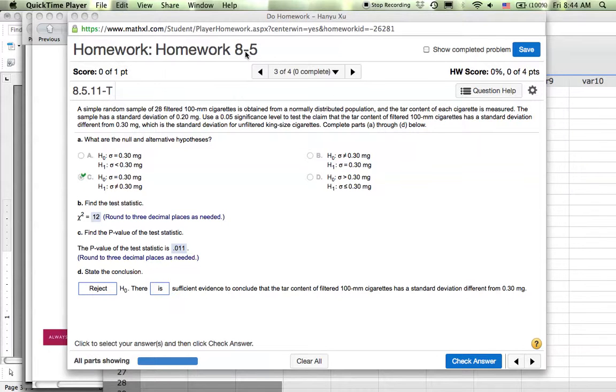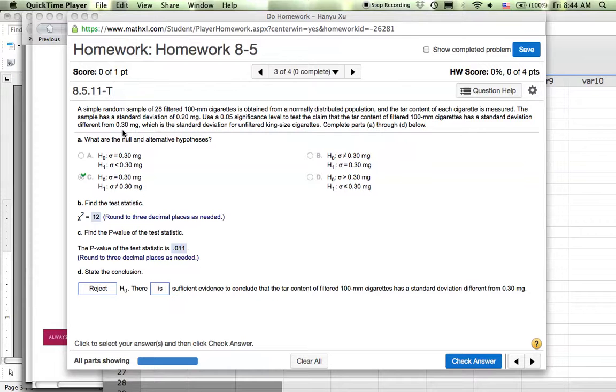So for this problem, we have 28 cigarettes from a normal distribution, and the measured standard deviation is 0.2. They want us to use a 0.05 significance level to test the claim that the standard deviation is different from 0.3.